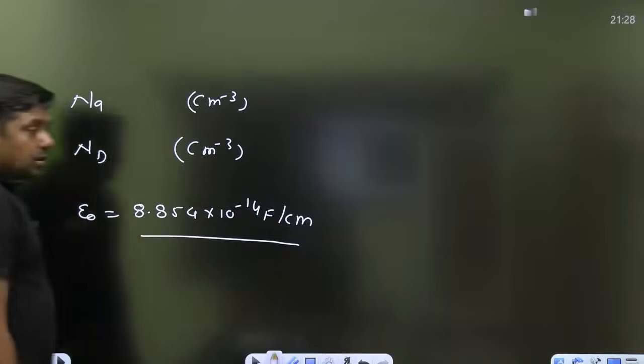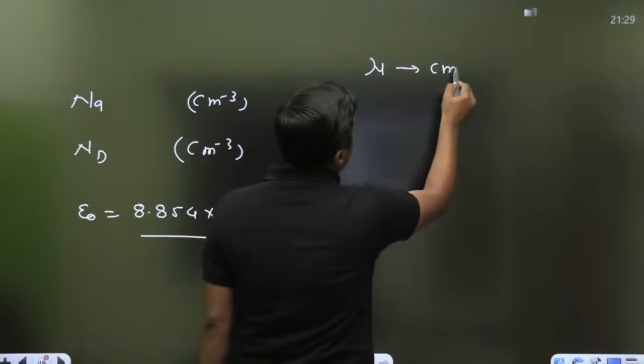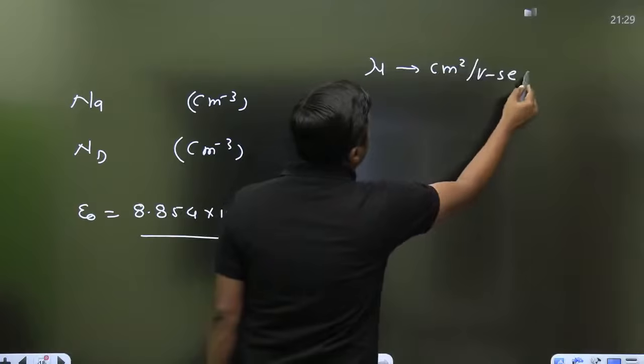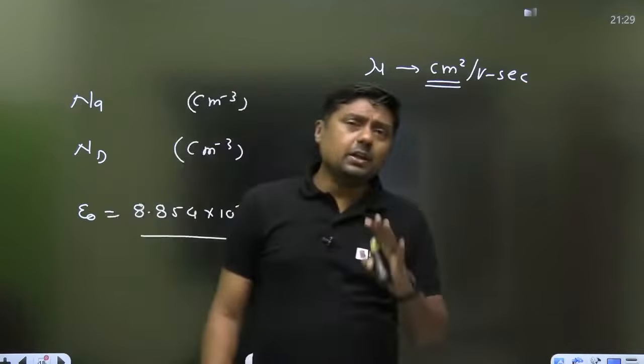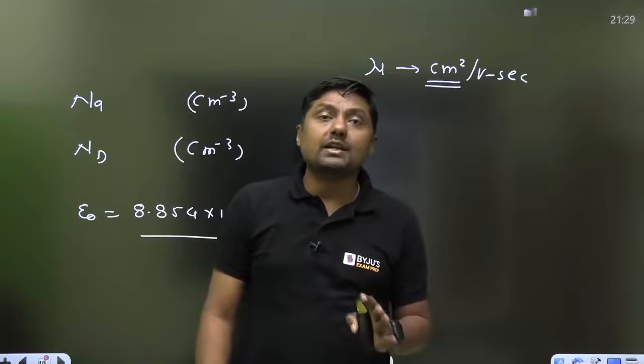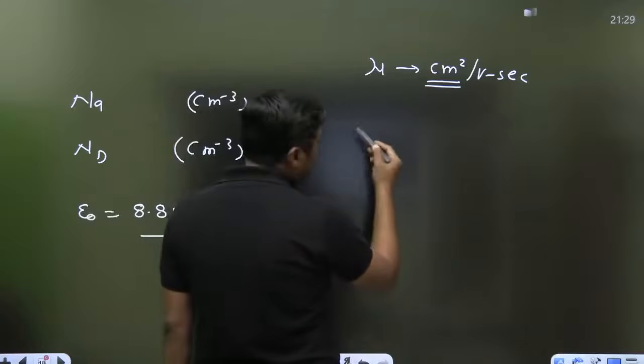So be careful. Mobility, what is the unit of the mobility? Centimeter square per volt second. Again here we are using the centimeter. So in 90% of cases, we are using centimeter square or centimeter. Okay, so sometimes students are highly confused.